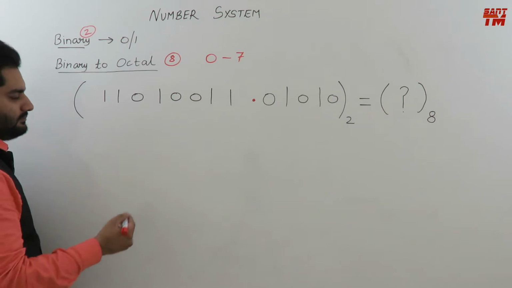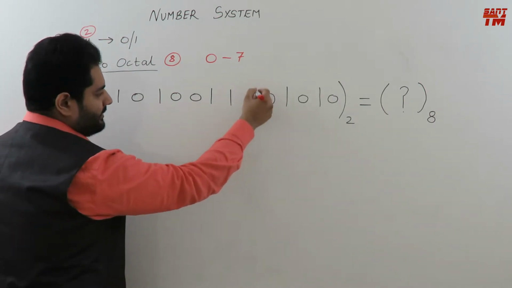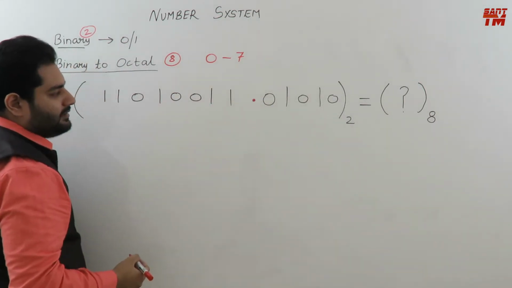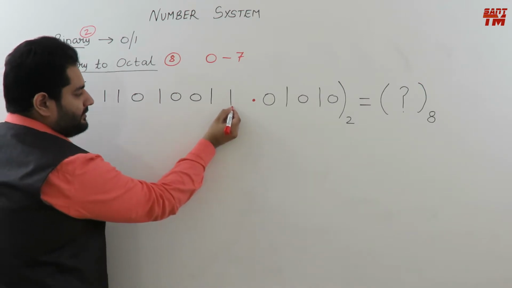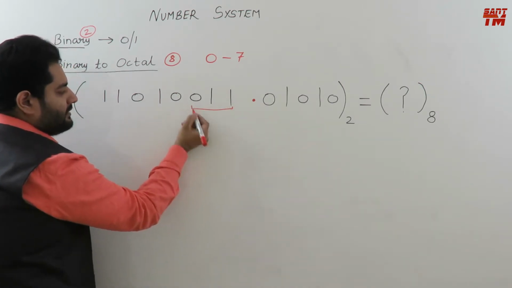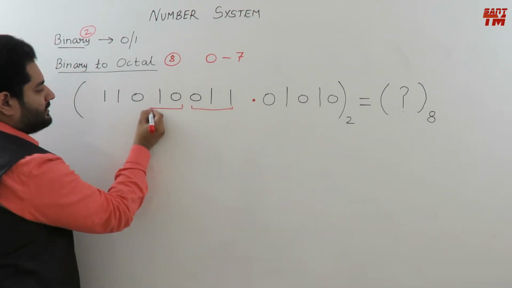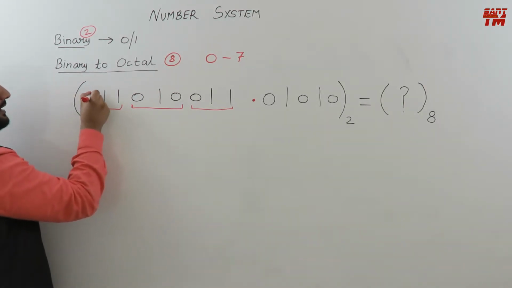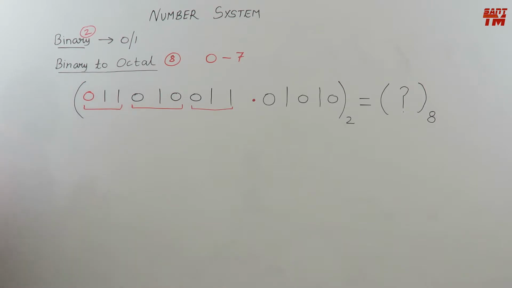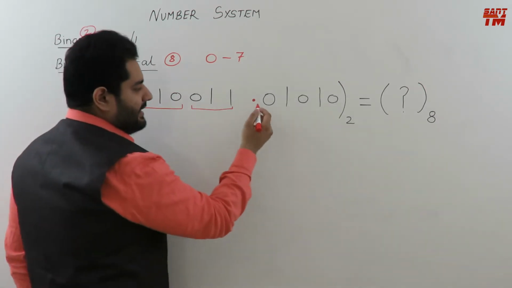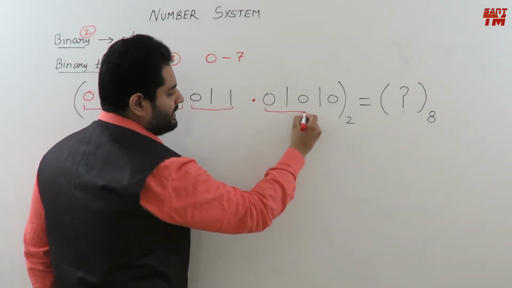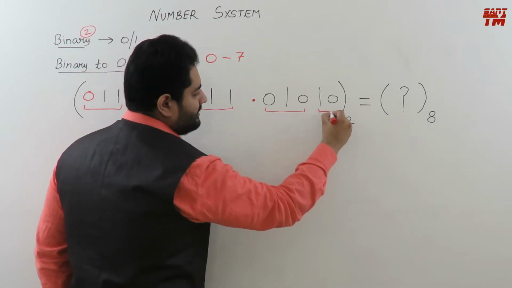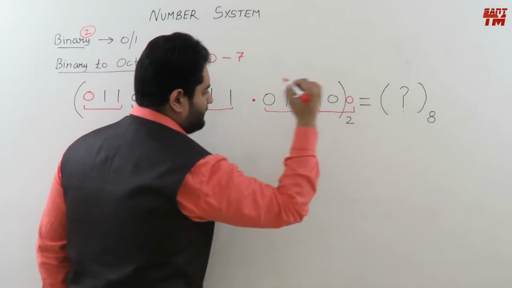So what we will do, see the decimal point. This is the decimal point. From the decimal point towards the left, make triplets of 3. This is one triplet, this is another triplet, and these are only 2, so we add 0 by ourselves. So we have made triplets. Similarly, towards the right of the decimal point, again make triplets. This is one triplet, this is another triplet with 1 0.